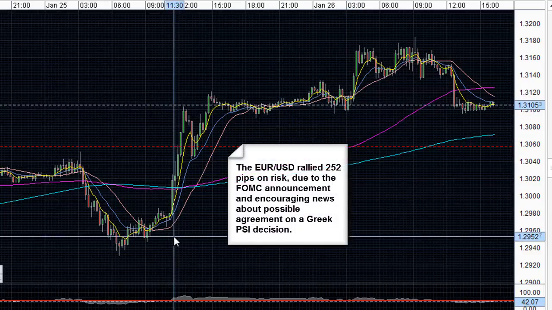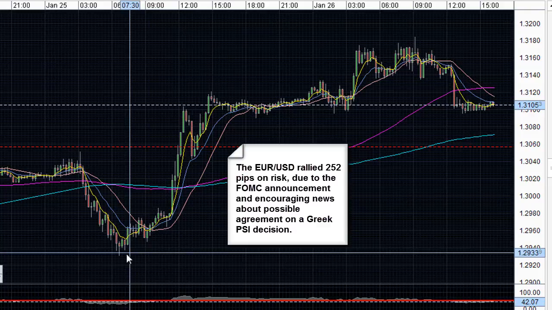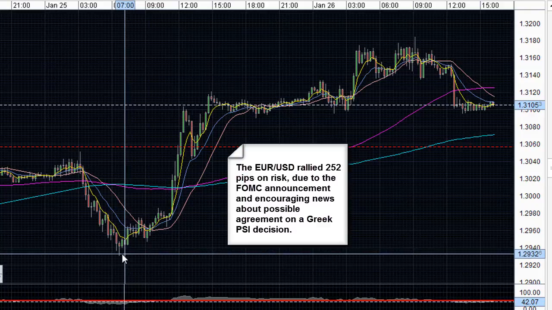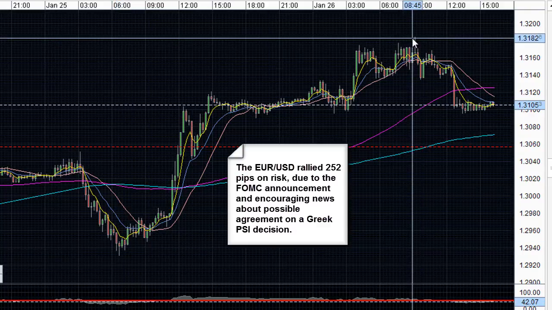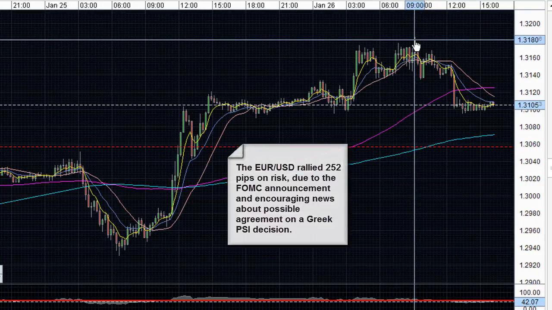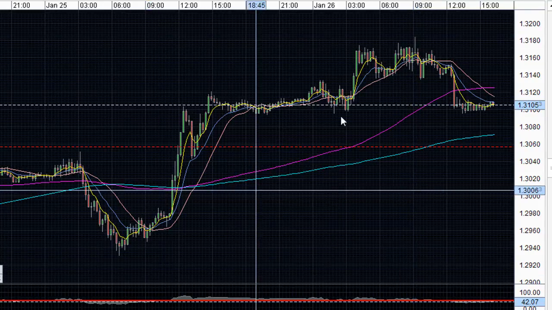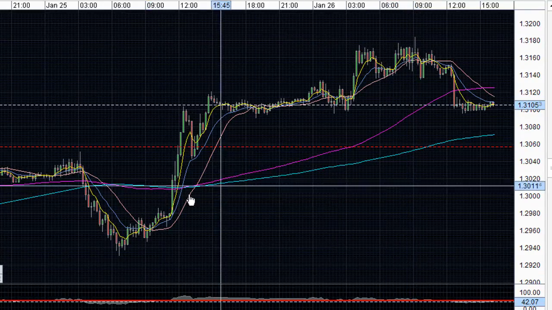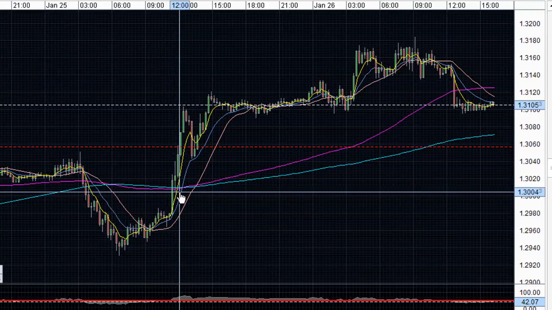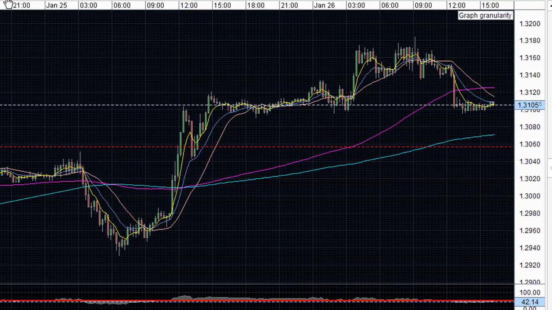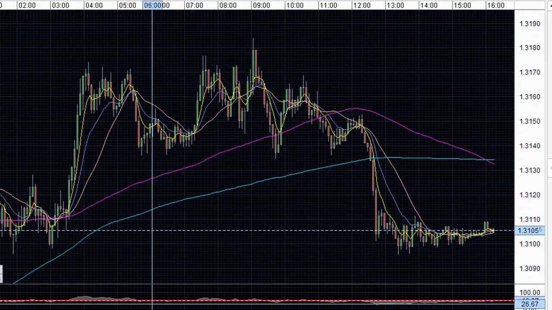So then this is the price action for the past 2 days. We saw this 252 pip rally from the low here around 1.2930 up to the highs here, up to this resistance around 1.3184. So there's a 252 pip rally in the pair for the past 2 days. But let me narrow down to my 5-minute chart and show you what happened today with price action.